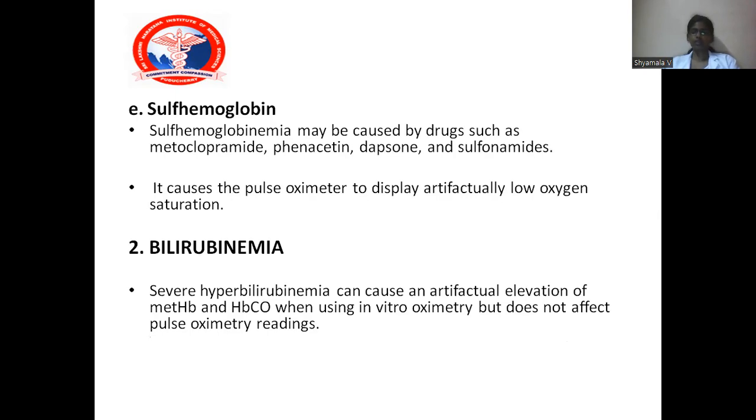Sulfhemoglobinemia may be caused by drugs such as sulfonamides, dapsone, metoclopramide, and phenazopyridine. It causes the pulse oximeter to display an artificially low oxygen saturation.